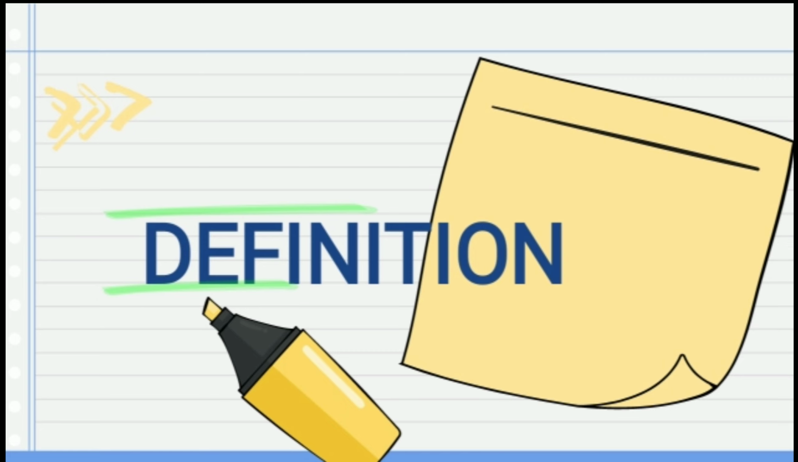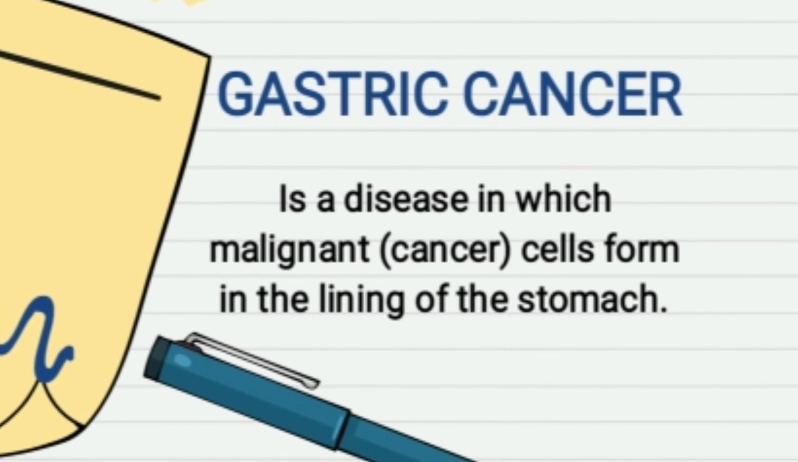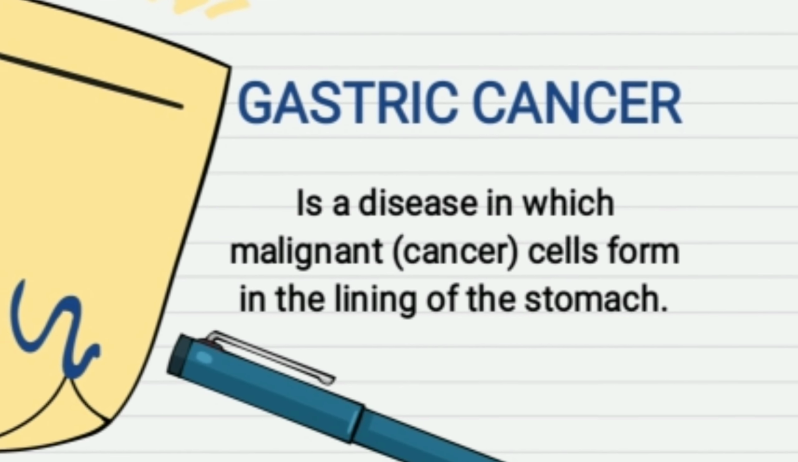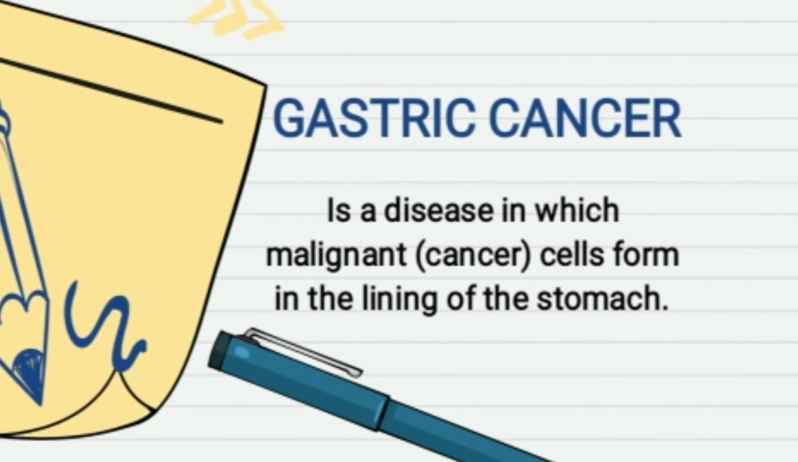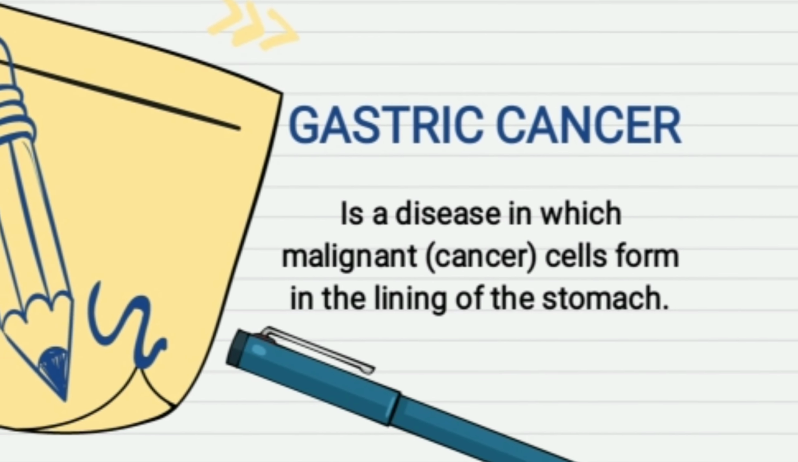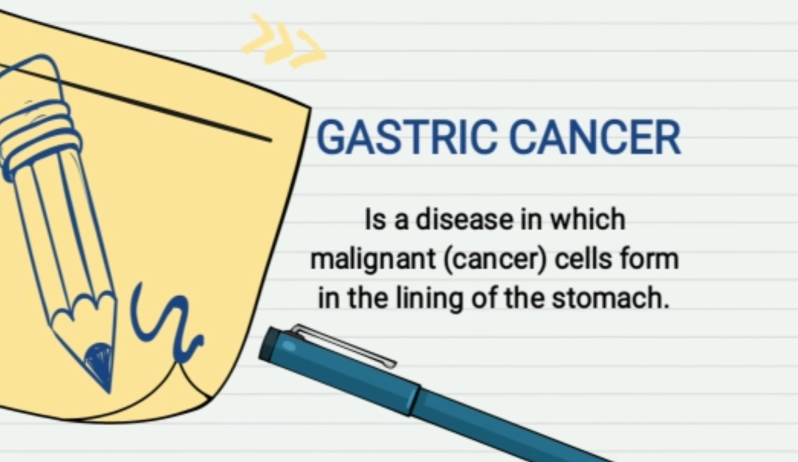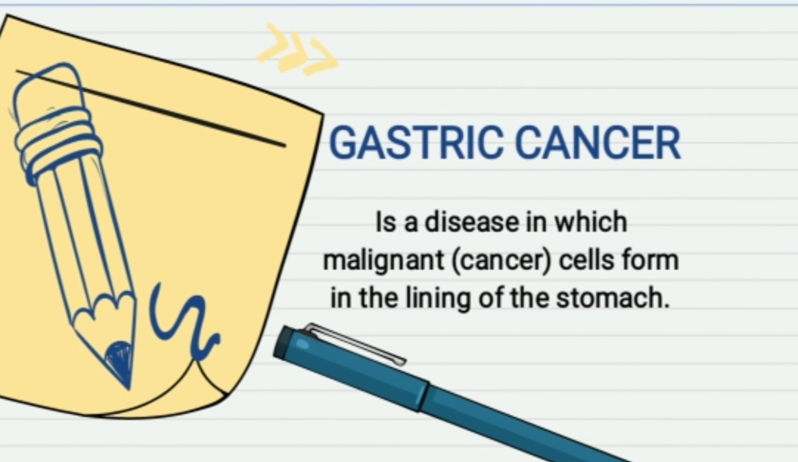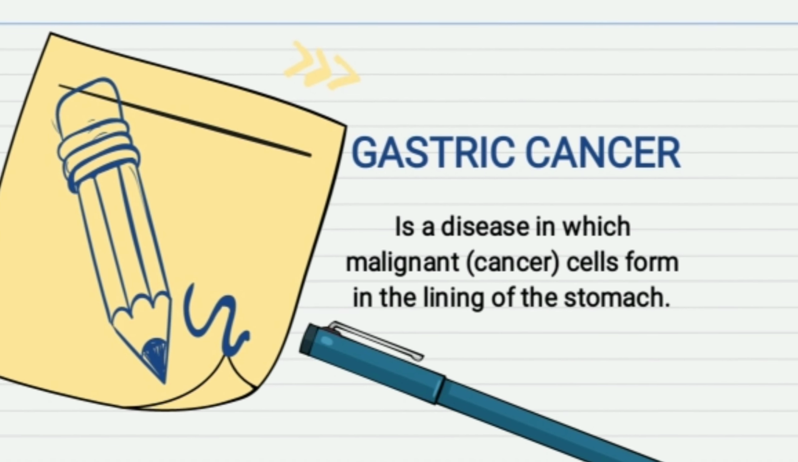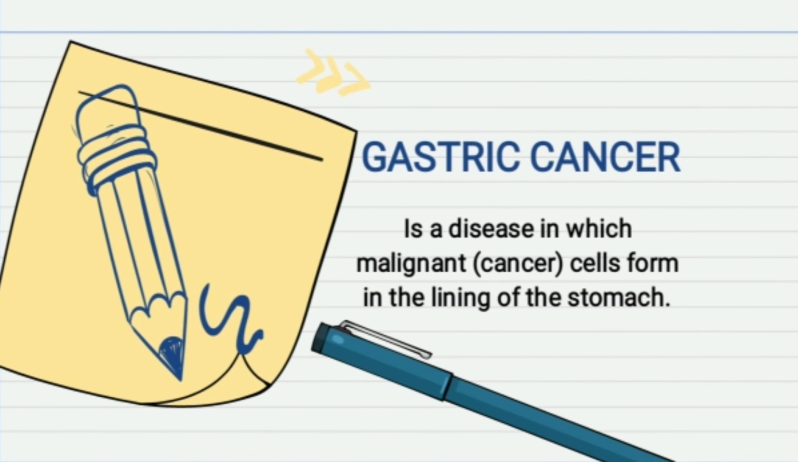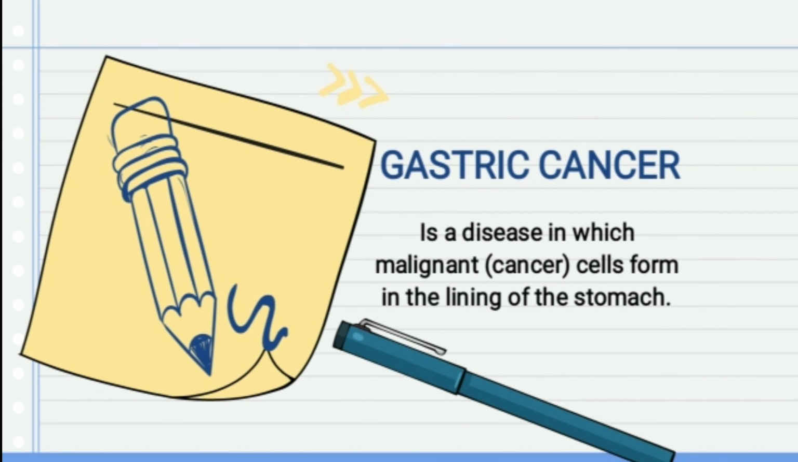What is gastric cancer? Gastric cancer is a disease in which malignant or cancer cells form in the lining of the stomach. The wall of the stomach is made up of 5 layers of tissue, from the innermost layer to the outermost layer. The layers of the stomach wall are the mucosa, submucosa, the muscle, the subserosa, or the connective tissue, and lastly the serosa. Usually, gastric cancer begins in the mucosa and then it spreads through the outer layers as it grows.